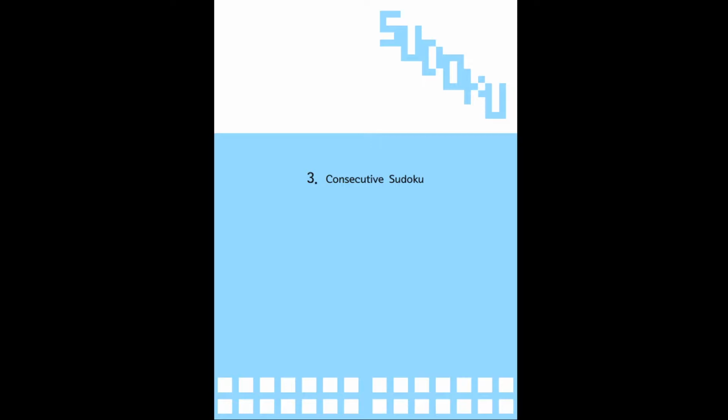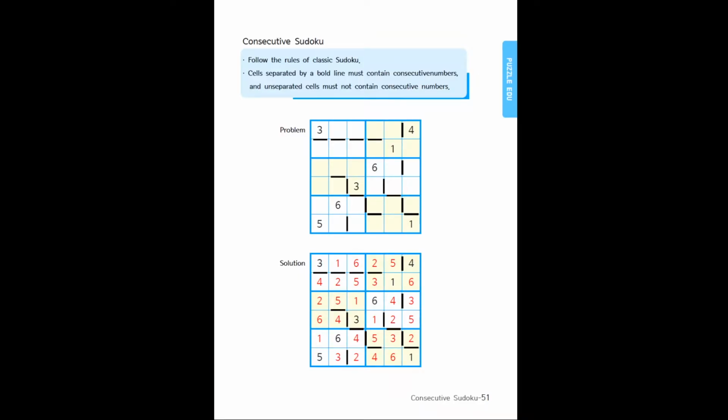First, we'll go over the rules to make sure we understand the puzzle. Then, I'll explain the workbook solving guide, after which I'll solve the complete problem from the beginning. Let's begin. So the rules are just like those of classic Sudoku with one additional rule. Cells separated by a bold line must contain consecutive numbers, and unseparated cells must not contain consecutive numbers.